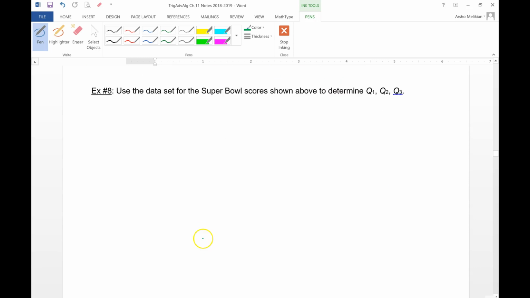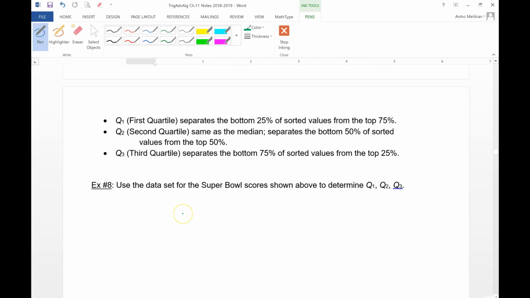Another way of saying the exact same thing is Q1 separates the bottom 25%. Okay. Q2 separates the bottom 50% from the top 50%. Q3 separates the bottom 75% and you have the top 25% left.